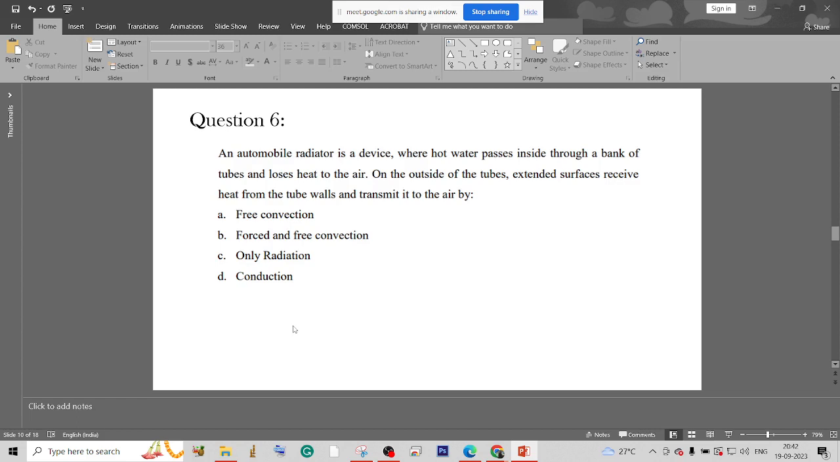An automobile radiator is a device where hot water passes inside a bank of tubes and loses heat to the air. On the outside of the tubes, the exterior surface receives heat from the tube walls and transmits it to the air by which of the following? Obviously, if it is an extended surface, it is forced convection, but it is free convection as well. So it is forced and free convection.